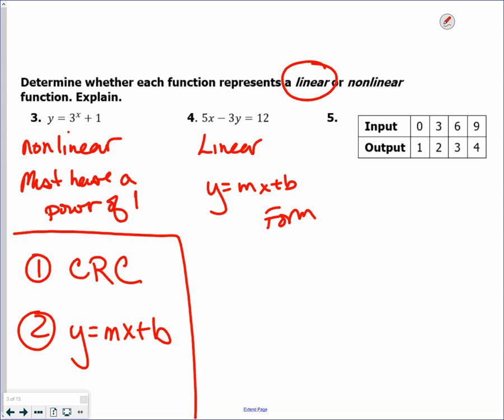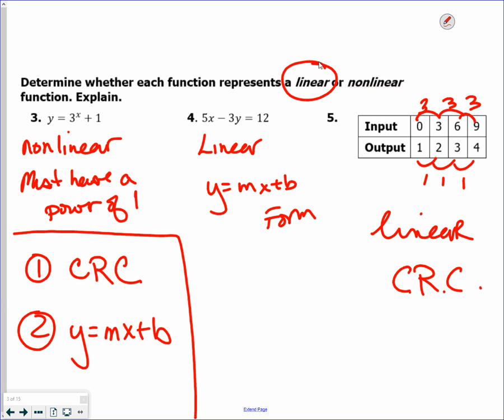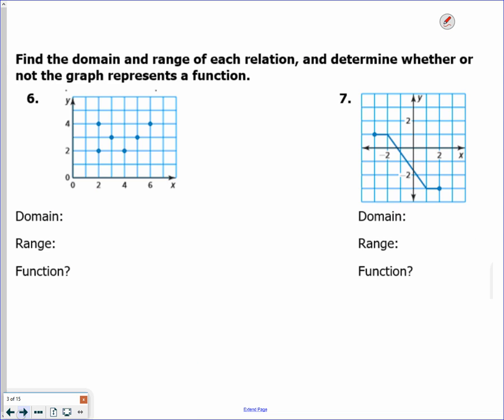Next one. Now we're looking at a chart. It goes up by 2, up by 3, up by 3, up by 3, up by 1, up by 1, up by 1. So this one would be linear because it has a constant rate of change. Make sure your teacher allows you to abbreviate constant rate of change, but ultimately those are the two reasons why you can state that something is linear. It either has a constant rate of change or can be placed into the y equals mx plus b form.